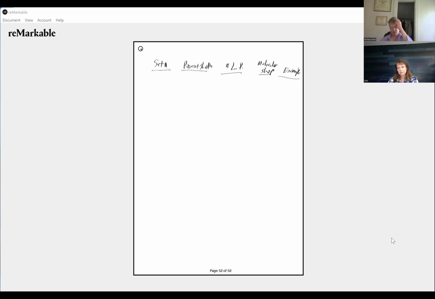On a big whiteboard, this is so much easier. We have more space. So we're going to look at the set number, which will give us the parent shape. We're going to look at the number of lone pairs to give us the molecular shape. And for each of these, we're going to do an example.